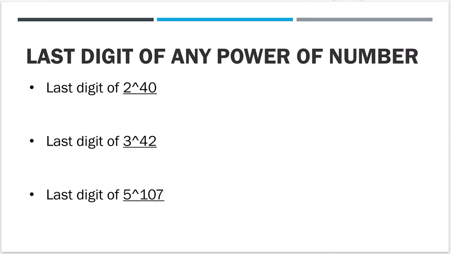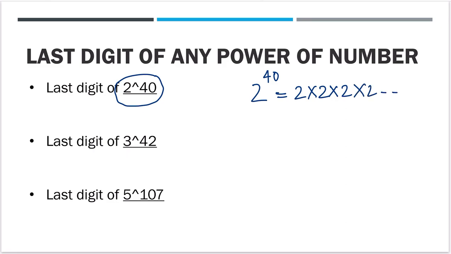Now if someone asks you what is the last digit of 2 raised to power 40, last digit means do this calculation 2 into 2 into 2 into 2, 40 times, and whatever answer you get in the end, give me the last digit of that answer. Is it easy? 2 into 2 is 4, 4 into 2 is 8, 8 into 2 is 16, 16 into 2 is 32. I can go on and do it till 2 raised to power 10. But what about 2 raised to power 40? Do we need to calculate till 2 raised to power 40 to get the last digit? Answer is no. There is a method.